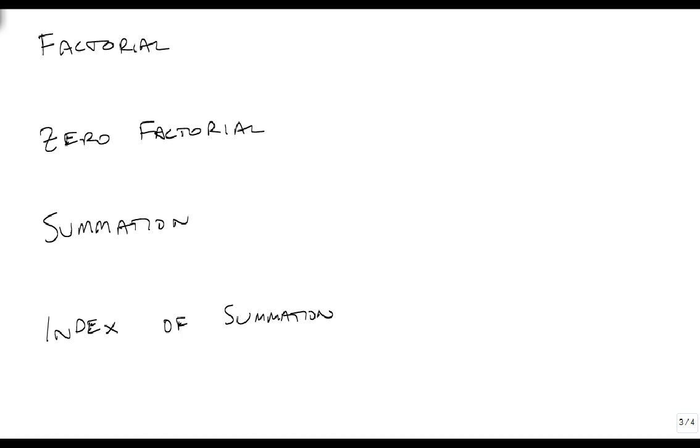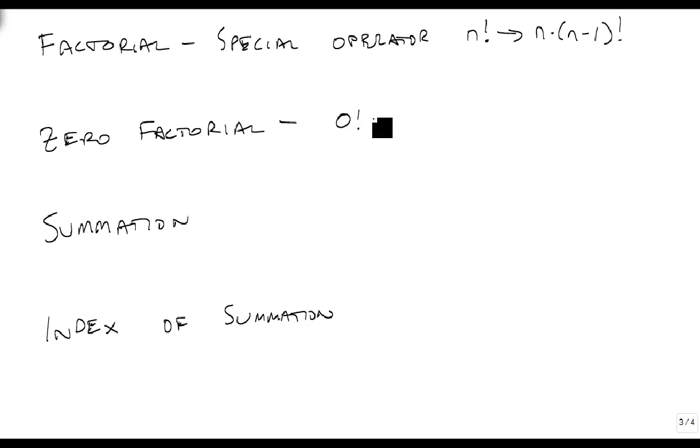A factorial is a special operator. We define it as n factorial, we use the exclamation point. This is defined as n times n minus 1 factorial. So we multiply it by all of the numbers less than it until we get down to 0 factorial, which the definition of 0 factorial is 1. And so you need to know this. This is a specific definition, and it's why factorials work.